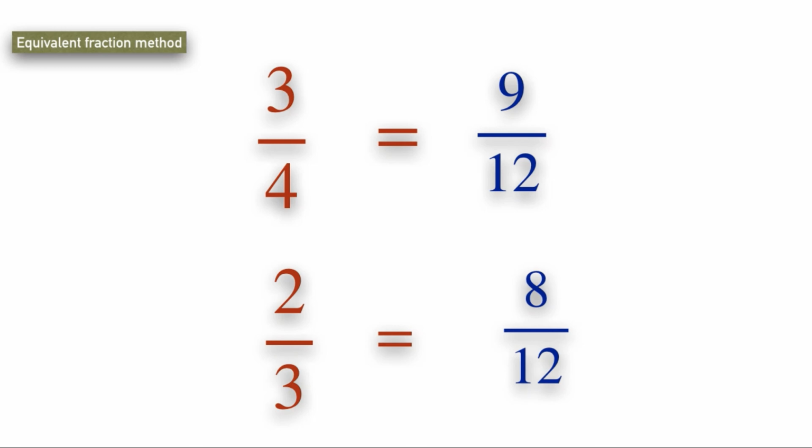Here 12 is a very special number. It is in the times tables of 4 as well as 3, and is also the smallest. It is known as the lowest common multiple, or LCM for short. You must always express your fractions with their lowest common multiple before comparing them.